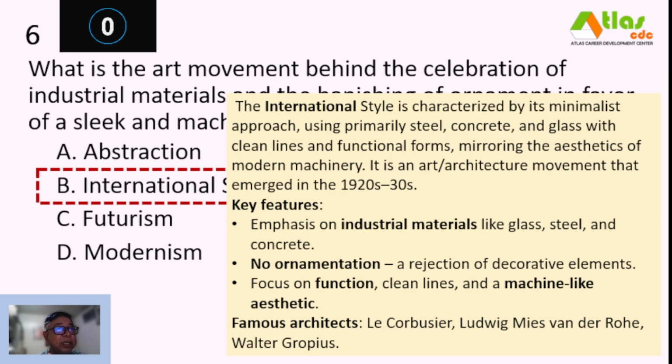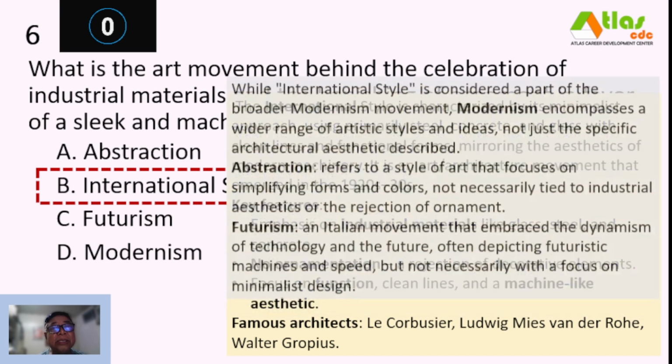Key features are emphasis on industrial materials like glass, steel, and concrete. No ornamentation as a rejection of decorative elements. And there is focus on function, clean lines, and a machine-like aesthetic. Famous architects will be Le Corbusier, Ludwig Mies van der Rohe, and Walter Gropius.